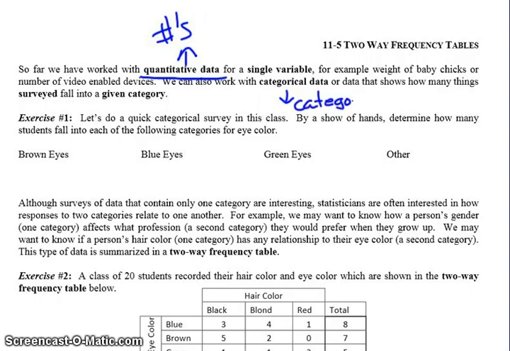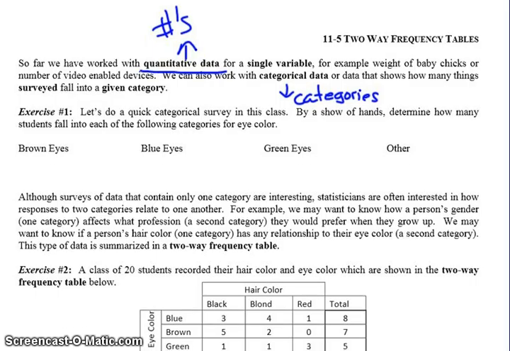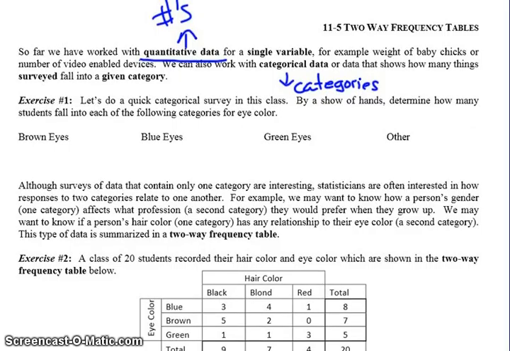Instead of my answers or my data sets being numbers, they're going to be words. Favorite color, favorite pizza topping, favorite ice cream flavor. Those are all categorical. Your answers are words, not numbers. And we're going to skip exercise 1 because we're not together in class right now.